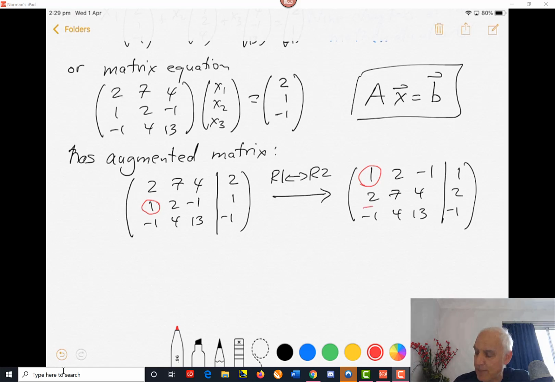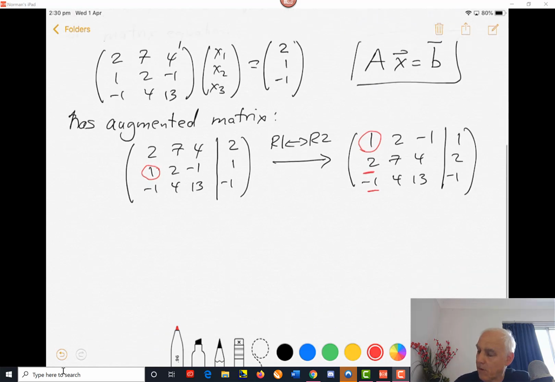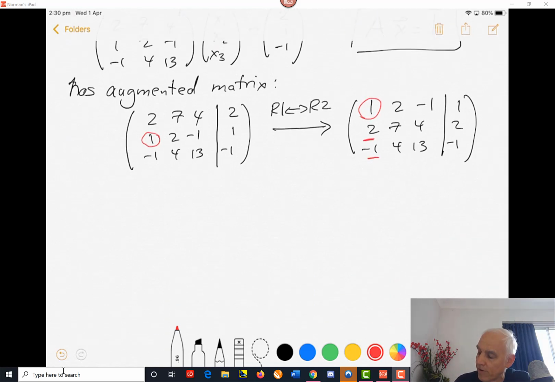Namely, this 2 that's sitting there and this minus 1 that's sitting there. We want to replace those things with 0. We want to add multiples of the first row to both the second row and the third row to make those entries 0. Now, we could do that individually, but since you are all very smart, we're going to do this all at the same time. So we're going to do 2 operations sort of at the same time.